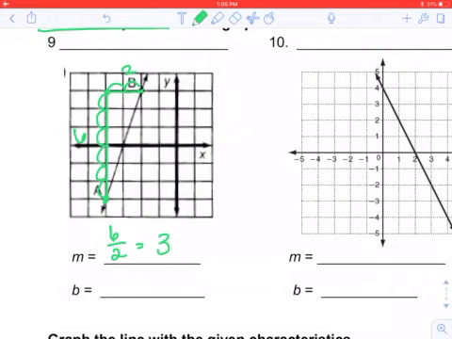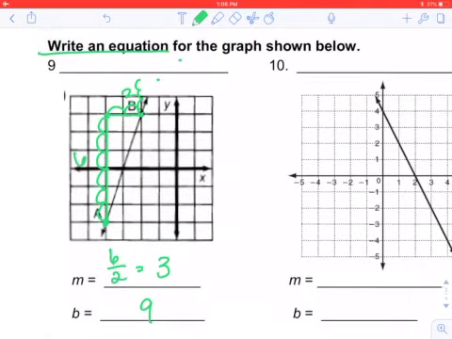Y-intercept I actually can't see here, so we would have to keep counting it out according to my slope of 3, right? I'd be going up 1, 2, 3 over 1, up 1, 2, 3 over 1, right? And there's actually an easier way to do this that we will learn later, but for now, just trust me that it would end at 9, okay? So if I was to make that into an equation, I would have y equals 3x plus 9.